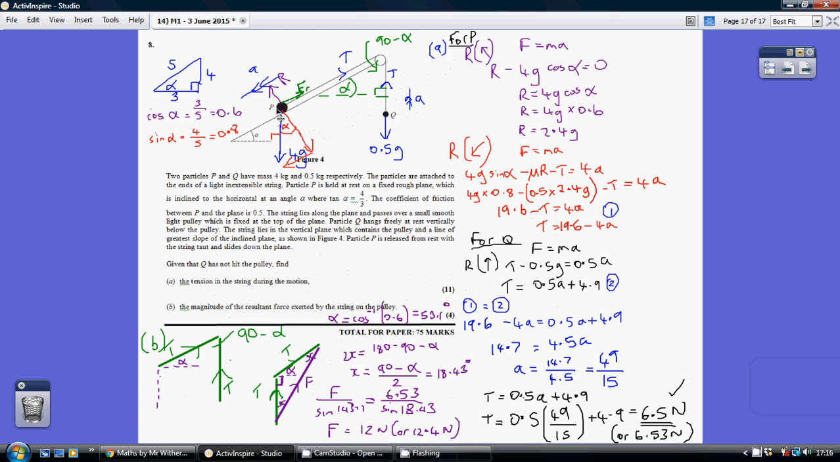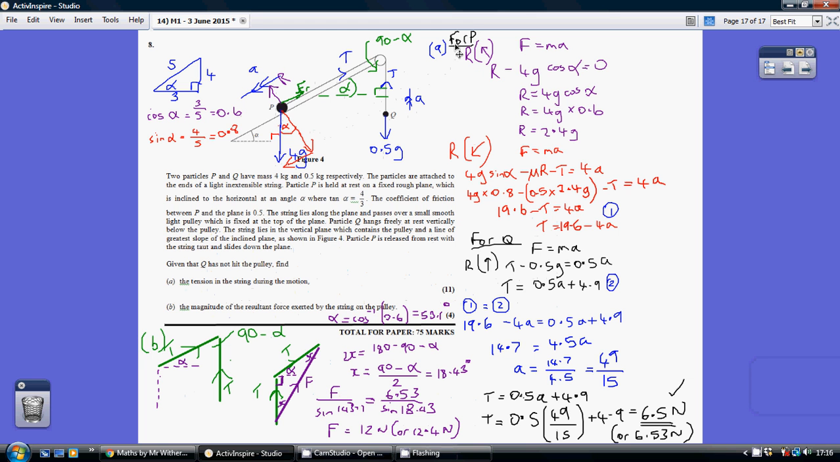We have friction going the opposite direction to the movement, so that's going up the slope. We've got the normal reaction on P perpendicular to the slope, and we have the weight of P going downwards, which we can break into the two components, and we have the weight of Q going downwards.